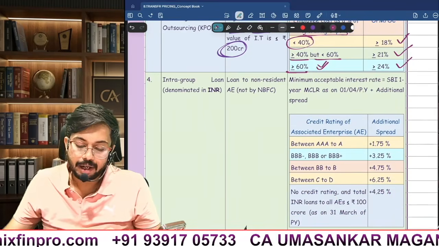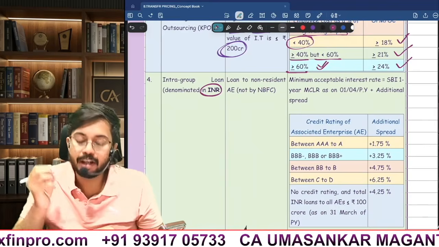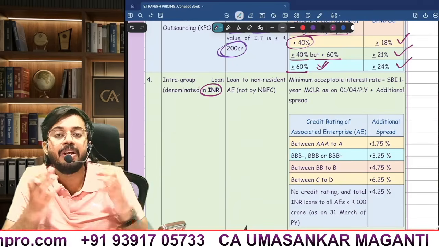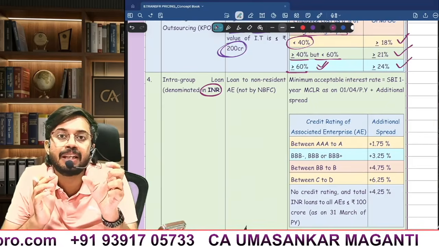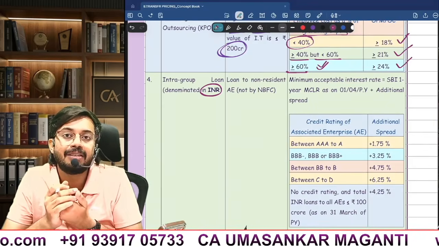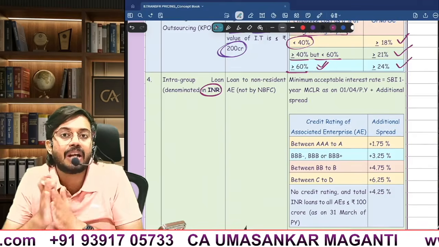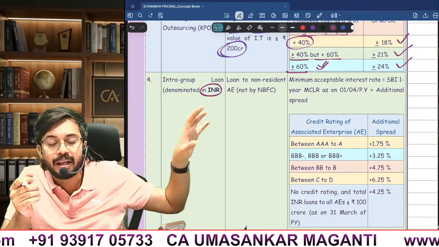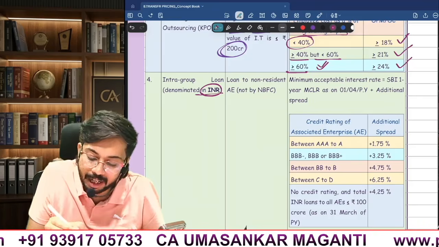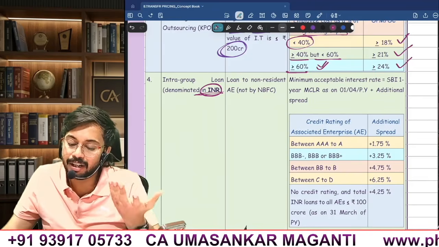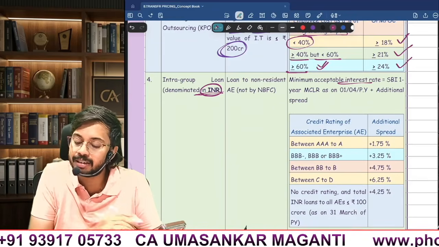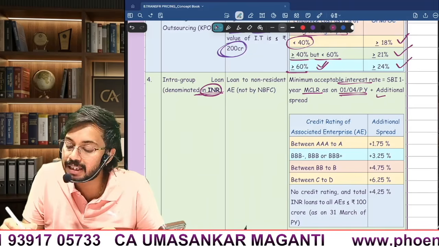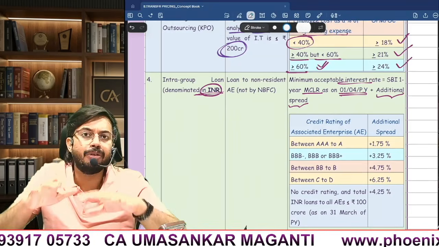Now, intra-group loan denominated in Indian rupees. That means one company in India is giving a loan to a non-resident associated enterprise. We have already discussed that whatever interest income is there is also treated as a transaction. So for that transaction also, transfer pricing provisions are applicable. Whenever one company in India is giving a loan to another company and the loan is denominated in Indian rupees, then what is the interest rate? The minimum acceptable interest rate is the SBI 1 year marginal cost of lending rate as on 1st April of previous year plus additional spread. Are you getting anything in your mind when you hear these words?